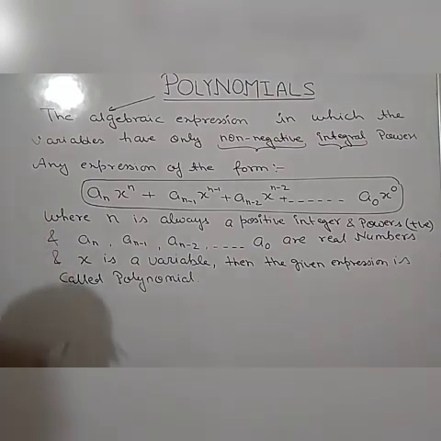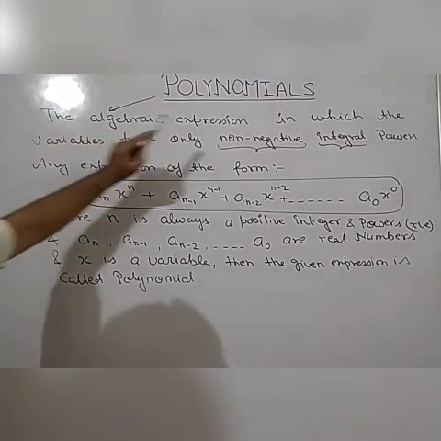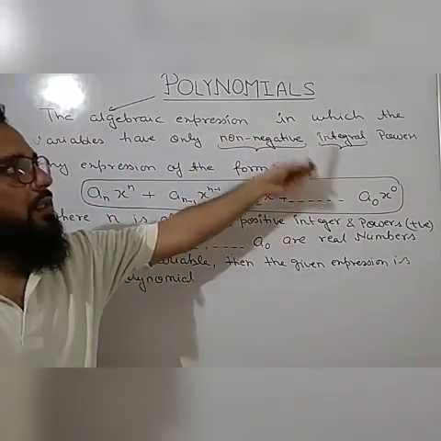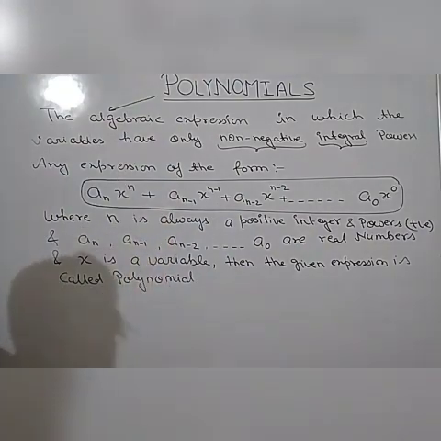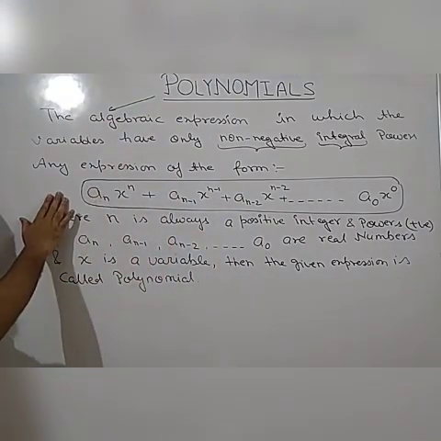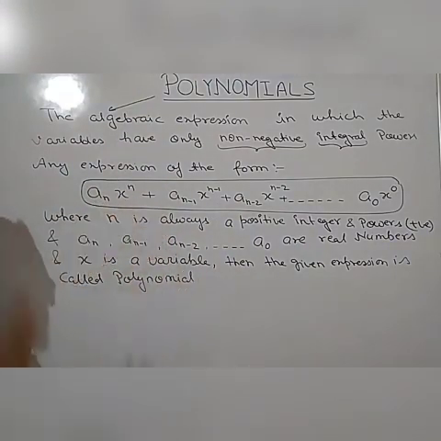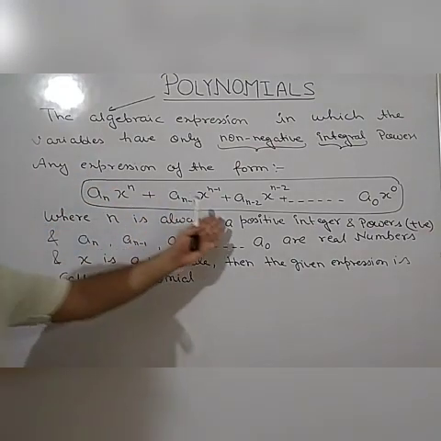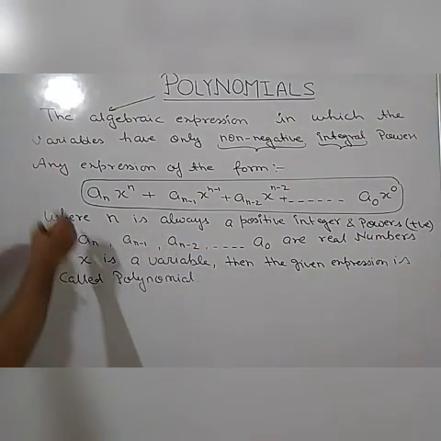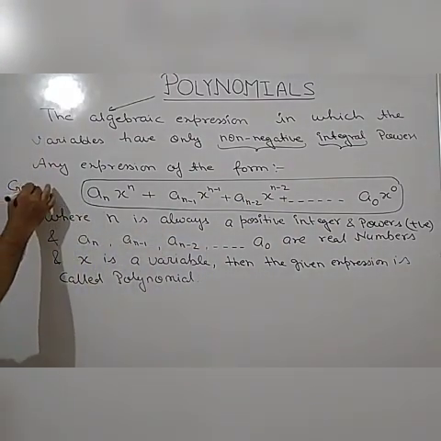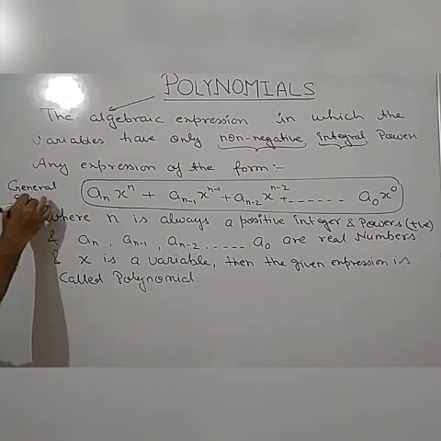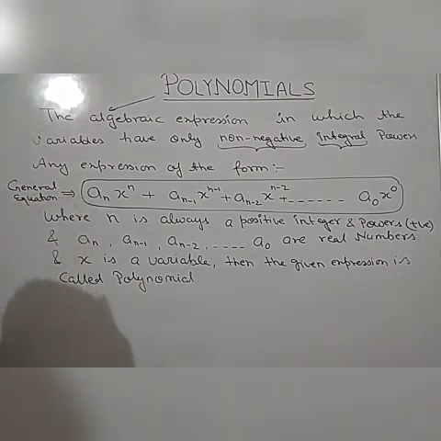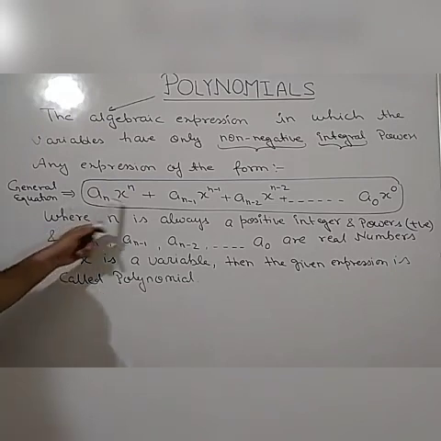Okay, so it was the simple definition of polynomial: algebraic expression in which the variables have only non-negative integral powers. This is known as polynomial, and mathematically any expression of this form is also known as polynomial. Both are the same thing, but this is the general form of polynomial. This equation is known as the general equation of polynomial, or general expression of polynomial.